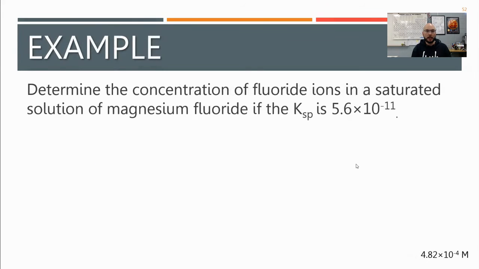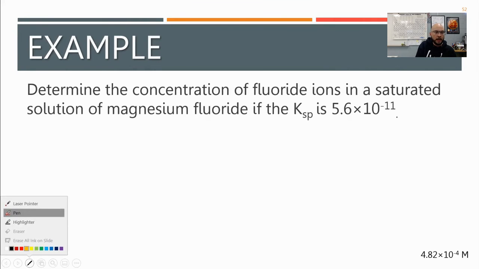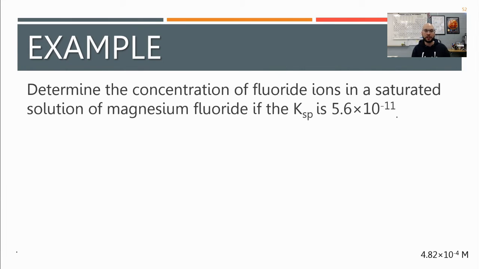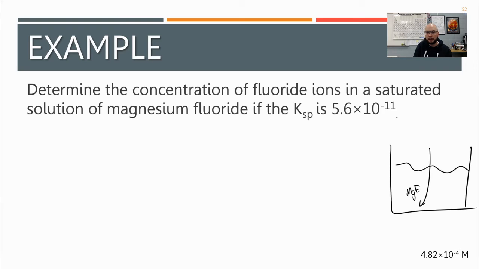Okay, we've got another slightly more complicated one, but nothing too difficult. We're going to determine the concentration of fluoride ions in a saturated solution of magnesium fluoride. Same idea here, where we've got our beaker and we dump in some magnesium fluoride, which is MgF2 solid. It pools on the bottom, and then some of that dissolves into ions. So there's F minus, F minus. We want to figure out the concentration of how many ions are in solution.